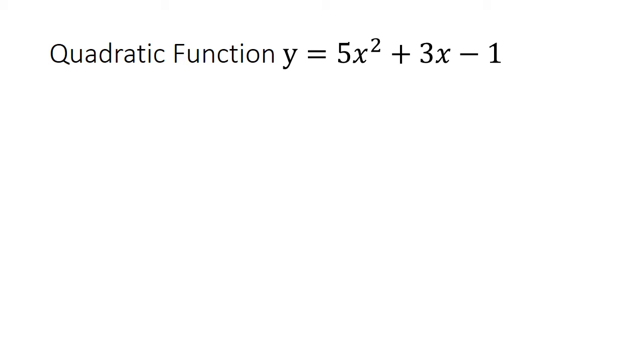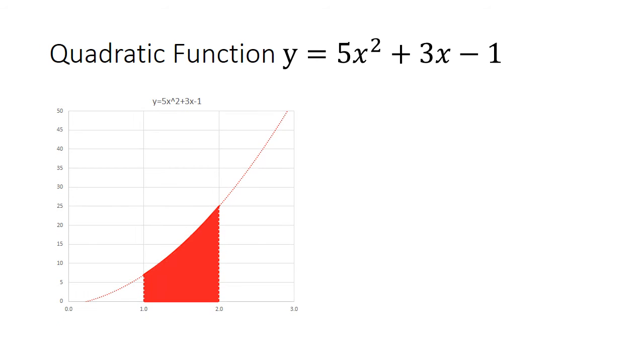In our example, we have the function y is equal to 5x squared plus 3x minus 1. We have to rotate that, or revolve that function, between the upper limit 2 and the lower limit 1 around 360 degrees. You can see the area between the upper limit and the lower limit is shown in red in this illustration here.